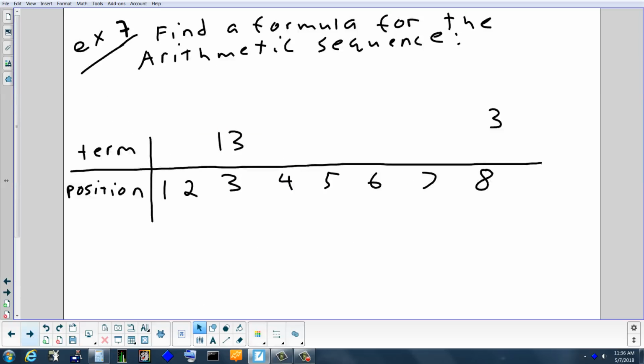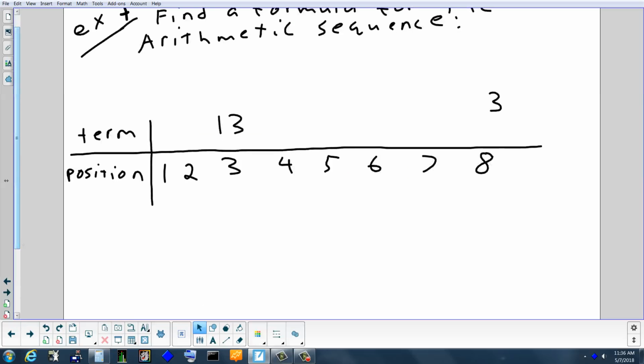This one says, find a formula for the sequence. Now, they've given us the 3rd term and the 8th term. But what term do you really need to do this? You got to have the first term. Okay? You need the first term, and you need the common difference. Well, if it's arithmetic, we know that we're adding or subtracting, adding a negative, same thing. The same thing over and over.